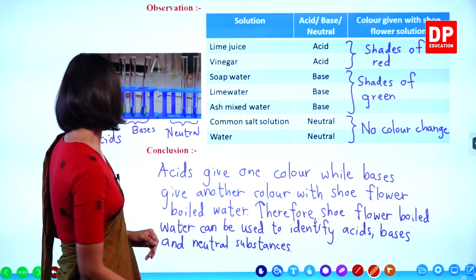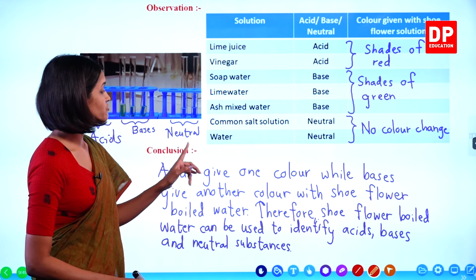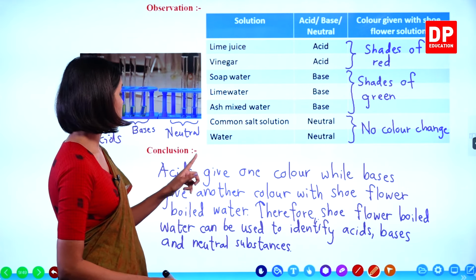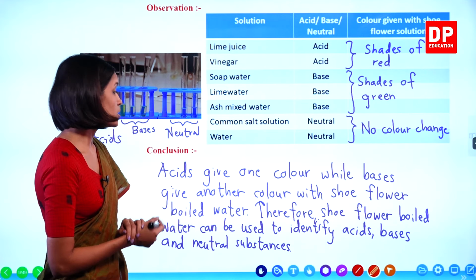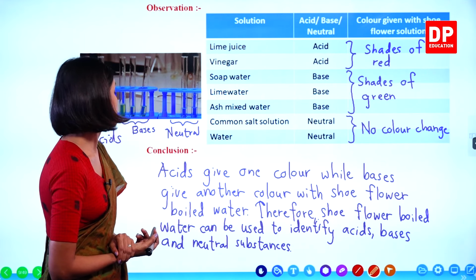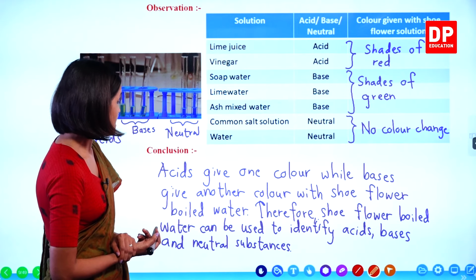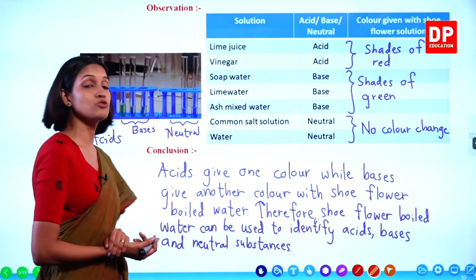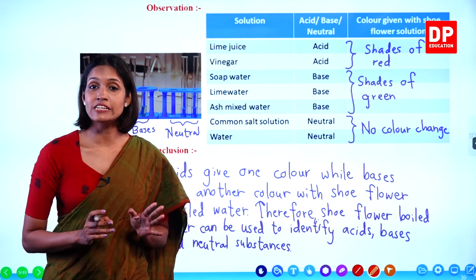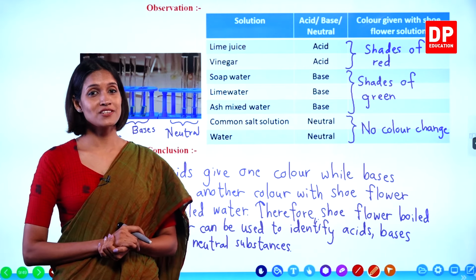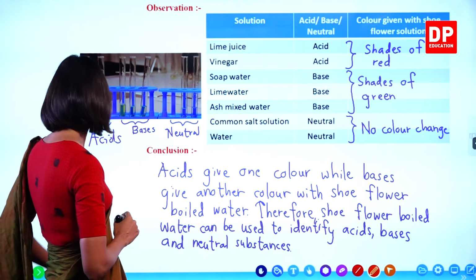Okay, children. So, acids give one color while bases give another color with shoe flower boiled water. Therefore, shoe flower boiled water can be used to identify acids, bases and neutral substances. So, it's very clear shoe flower boiled water is a substance that you can use to identify acids, bases and neutral substances. Okay, children. We'll move to the next.